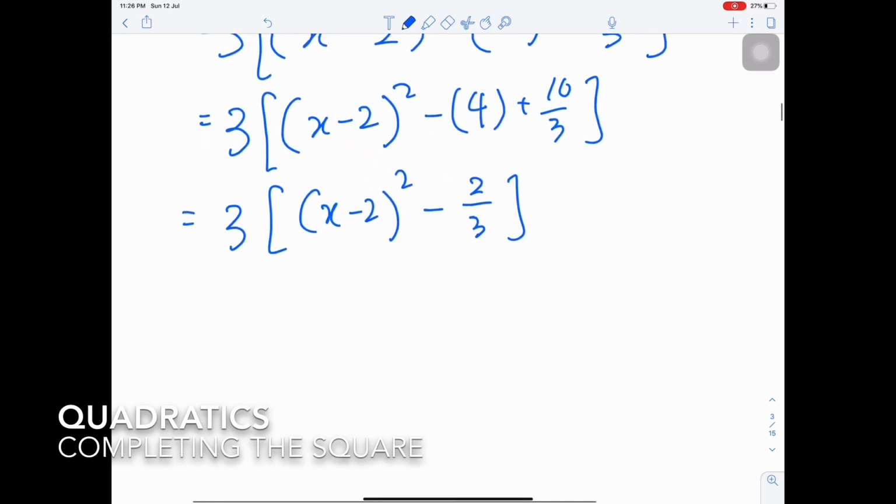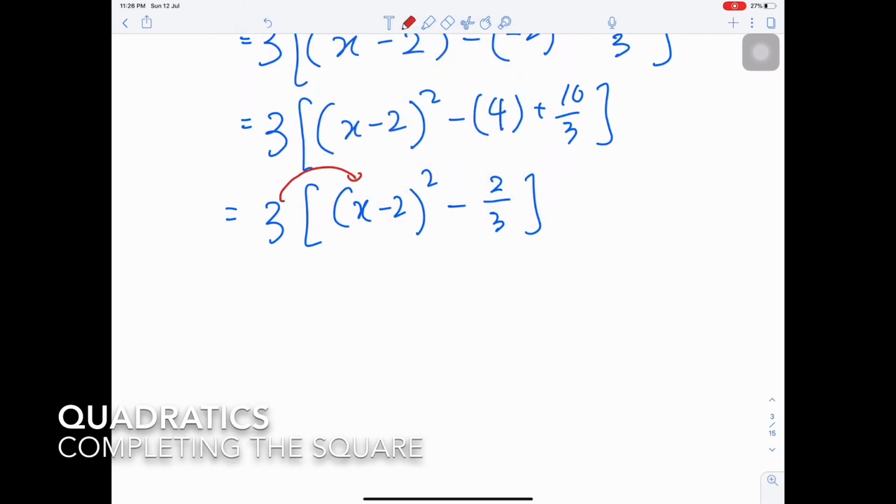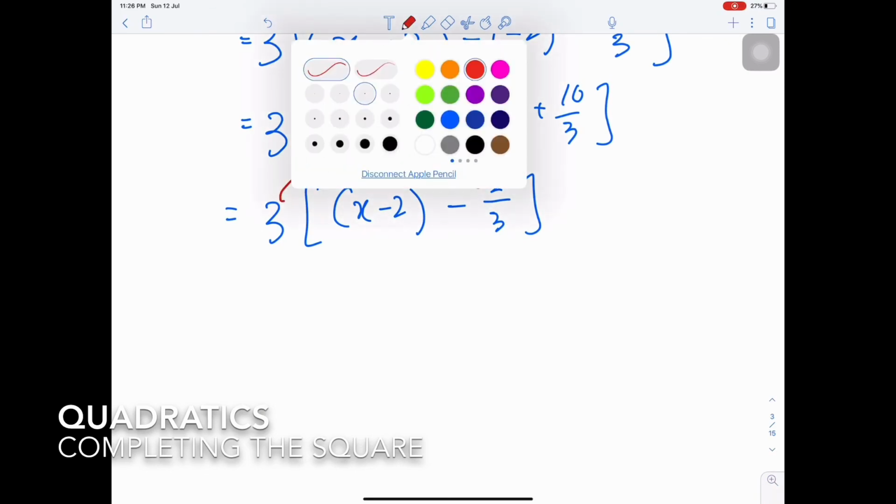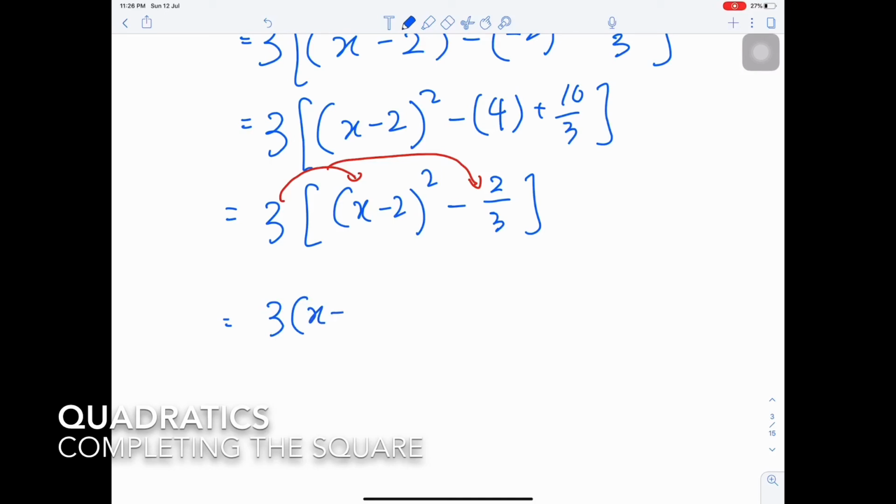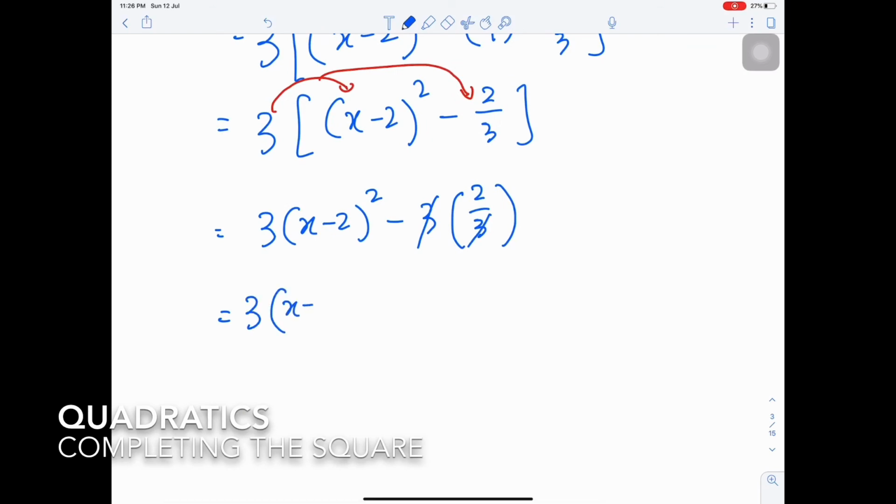So then you expand again the constant 3, so you get 3 times x minus 2 squared, minus 3 times 2 over 3, so you cancel. The final answer is 3 times x minus 2 squared minus 2.